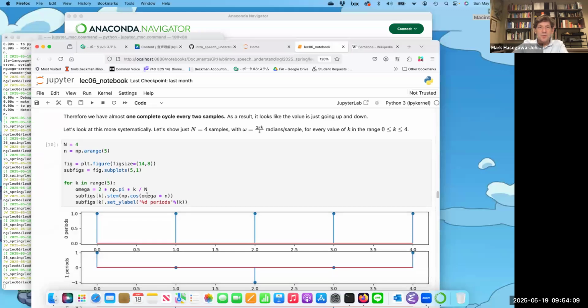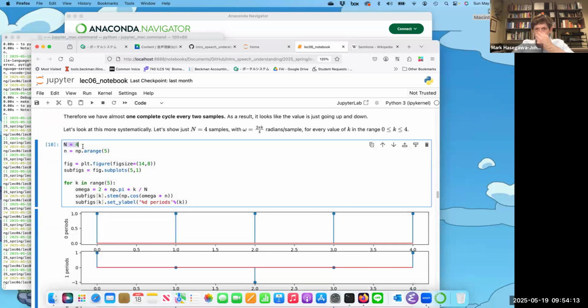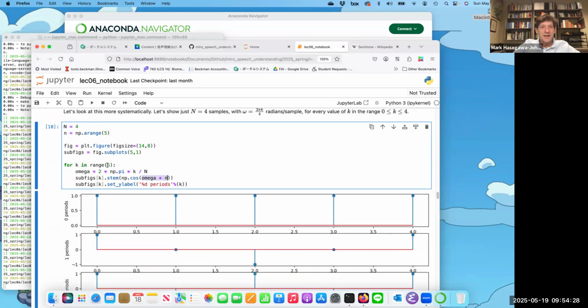Let's look at this a little bit more systematically. Let me take 4 consecutive samples, and let me plot omega is 2 pi times k over n. So I'll create omega times n, where omega will start out at 0, and then go to 1 complete cycle in 4 samples, and then 2 complete cycles, and then 3 complete cycles, and then 4 complete cycles, and then 5 complete cycles. So I'll plot k in the range of 5. I'll plot 0 periods, 1 period, 2 periods, and so on.